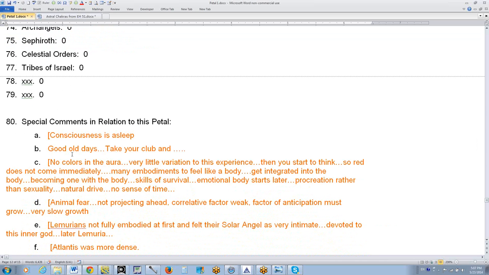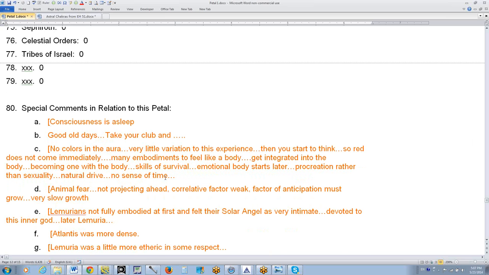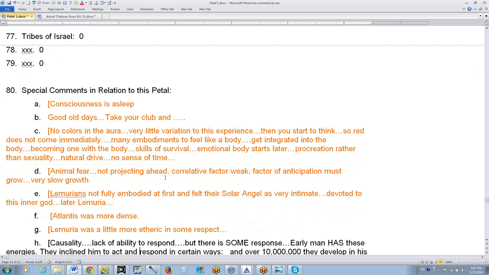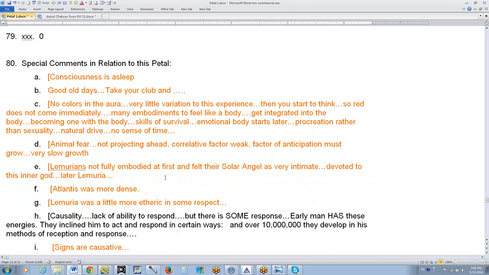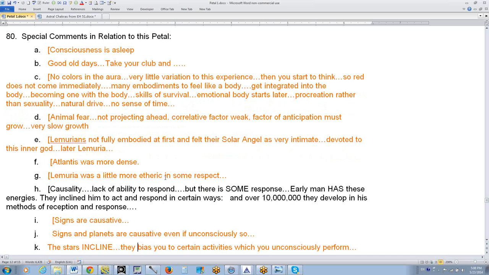Now I have, you know, I think the next section is not that important. I have a couple of pages where the different classes offered kinds of thoughts which are in association with this petal. And I think the thing that I should do is just kind of scroll through them so you can see the kinds of things that were stated.